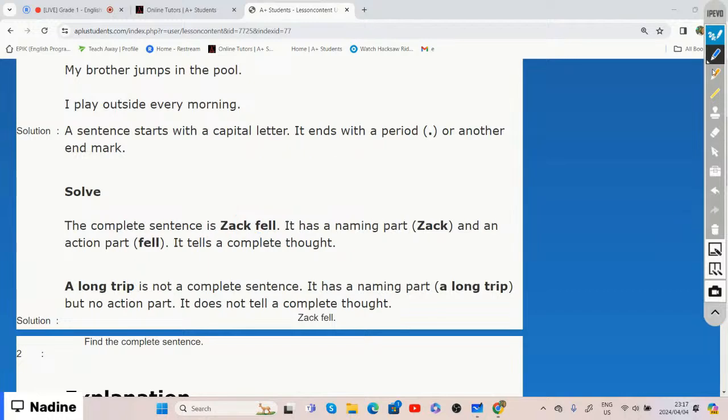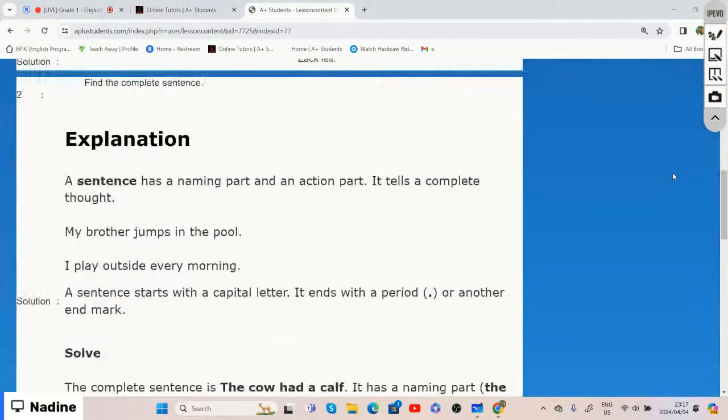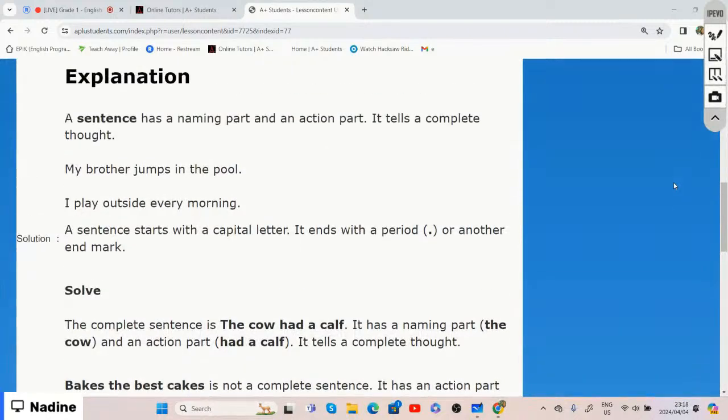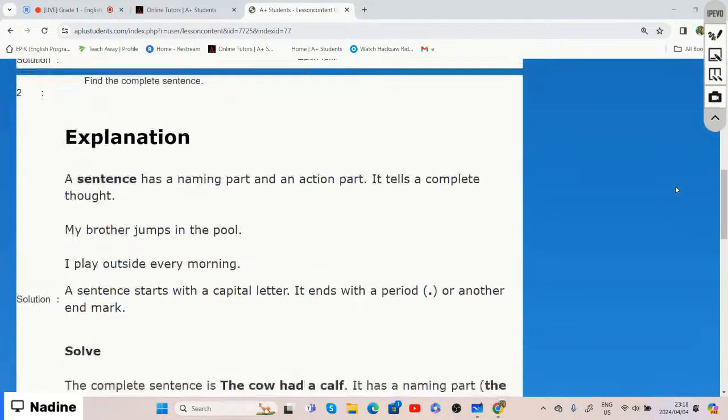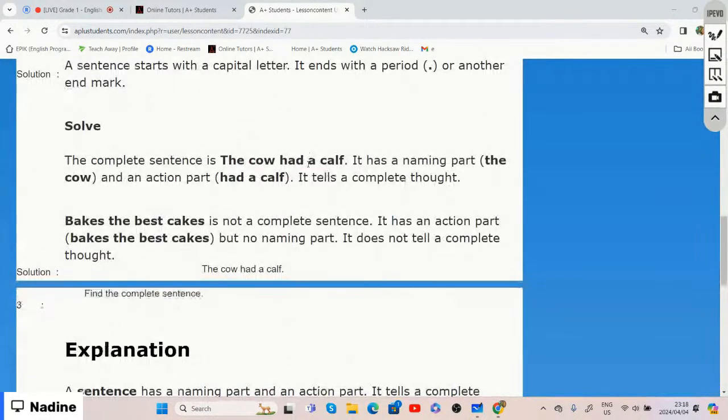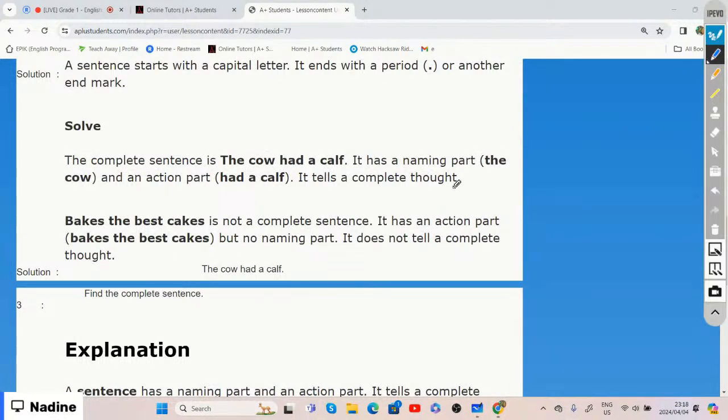All right. Let's quickly find another complete sentence. If we look at these two sentences, it says, "The cow had a calf." So the sentence "The cow had a calf" has a naming part and it has an action part.